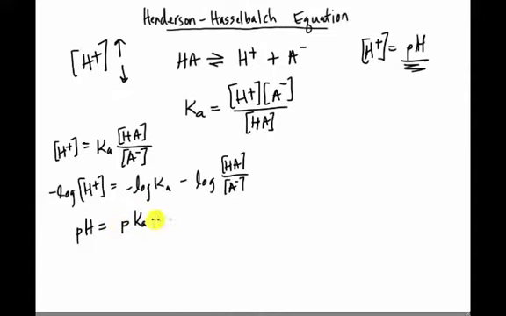And then what I have here is the negative log, but what I'm going to do is make that positive. I'm going to reverse the sign notation. When I do that, I reverse these two. And what that means is it's going to be the positive log, or plus the log, of the base over the acid. And this right here, my friends, is what's called the Henderson-Hasselbalch equation.